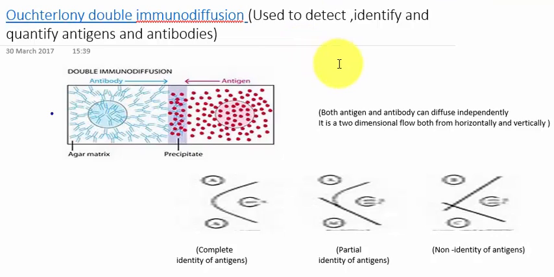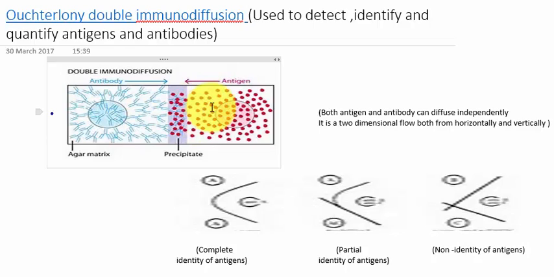We have discussed in the previous class about the single radial diffusion, where the antigens have the capacity to diffuse towards the antibody. But in double immunodiffusion, as the name indicates, the diffusion is from both sides. So both the antigens and antibody can diffuse independently and form a precipitant line where we can detect the quantity of antigens and antibodies. So it is a two-dimensional flow, both horizontally and vertically.